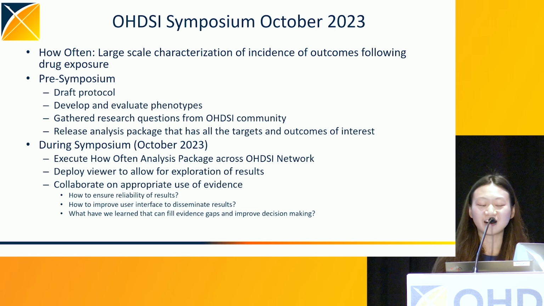So, as I mentioned, How Often is our effort to characterize incidence of outcomes following drug exposure. And this was started as a community effort last year. So we had different community calls in June and August to detail different aspects of this effort. We put out a call to the OHDSI community to get different research questions, develop phenotypes, and draft a protocol. And if you were here last year at the symposium, we actually ran a full day How Often workshop. We had all of our data partners execute the How Often analysis package. We had lots of good discussions. And this is just one of many projects that resulted from the symposium last year.